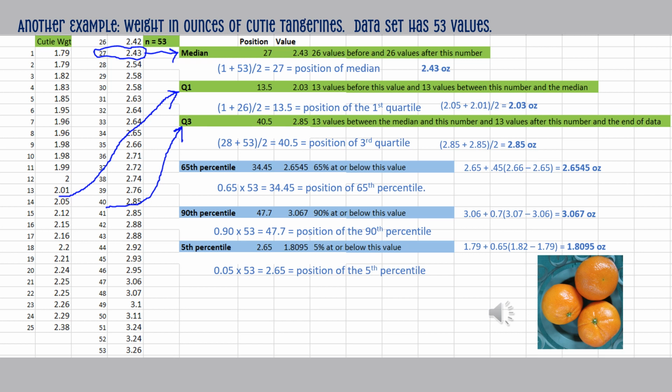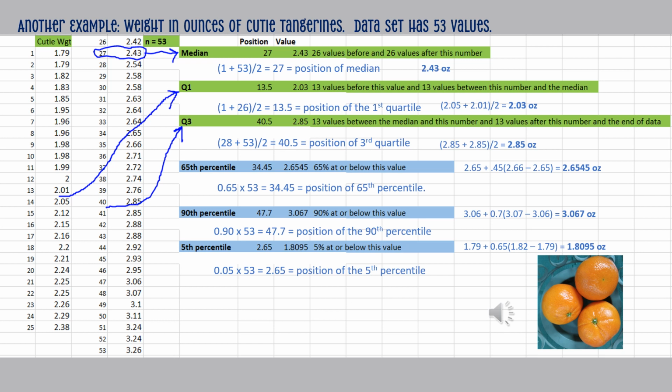For the 90th percentile, 90% of 53 is 47.7. So find the 47th and 48th values, and then you're going to move 0.7 of the distance between them to get the actual percentile. So the 47th value was 3.06 and the 48th value is 3.07. So 3.06 plus 0.7 times the difference between those two, and you get 3.067 ounces. So in between the 47th and 48th, a little bit closer to the 48th value.